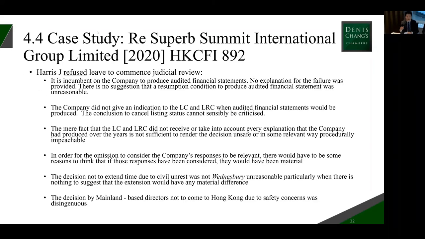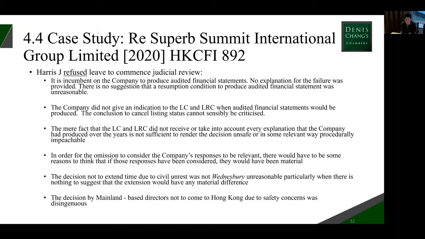Yes, you will see that Mr. Justice Harris refused leave to commence judicial review. And the reason for referring to this case is, first of all, as I said, there are very few judicial review cases concerning listing decisions after the restructuring. And secondly, this case demonstrates how not to do judicial review against listing decisions. As Mr. Justice Harris mentioned in the judgment, the grounds for judicial review are an exercise in obfuscation, which is not an easy English word.